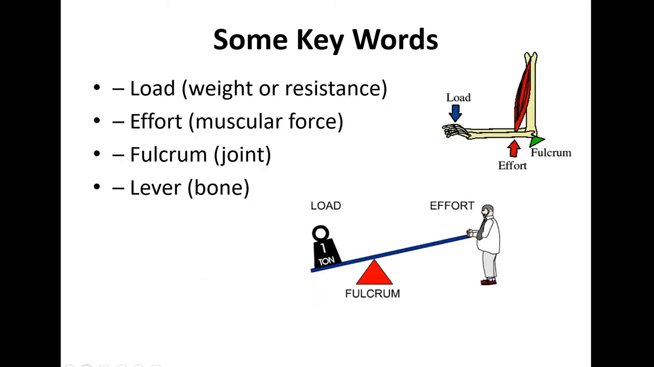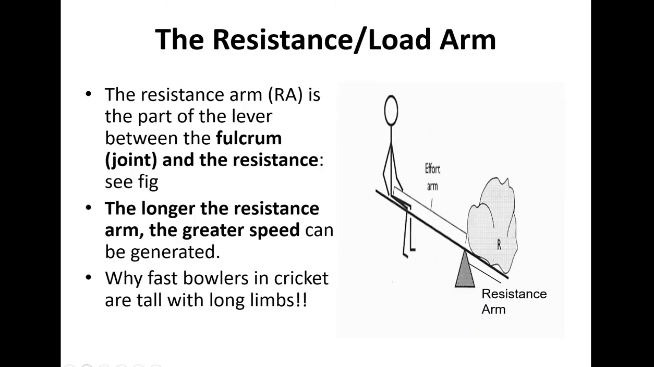So keywords, so this should be a bit of recap from when we last looked at levers. So we have the load, which is the weight or the resistance, or whatever you're holding or moving. We have the effort, which is the muscular force used to produce that movement. Then we have the fulcrum, which is your joint, and then the lever is the bone. So we have something known as a resistance or a load arm. You can call it a resistance arm or a load arm. Both are correct in terms of when you take your exam.